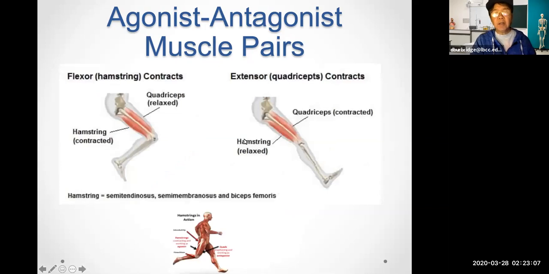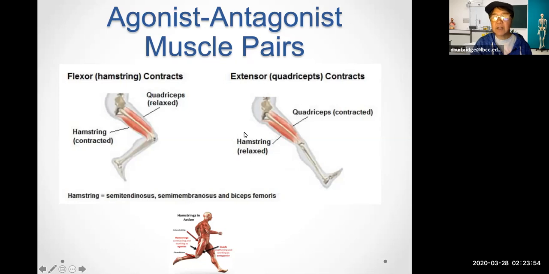Here's another example of a pairing. When we are walking or running, you've got knee extension and knee flexion. So when we are flexing at our knee joint, you've got your hamstrings contracting. The hamstrings are these back muscles. They're called the semitendinosus, semimembranosus, and biceps femoris. So we've got these three muscles that are collectively called the hamstrings, and they contract to bring my knee up, to bring the lower leg up. And if I want to do knee extension, or extend my leg, then the hamstrings now have to relax.